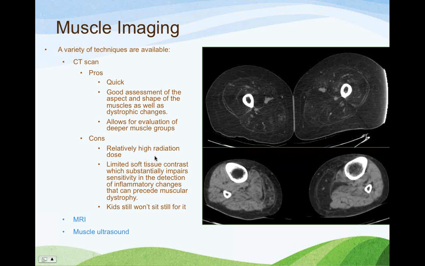Now the cons to CT scan is that you get limited soft tissue contrast, and it impairs the sensitivity to detection of changes in the muscle.